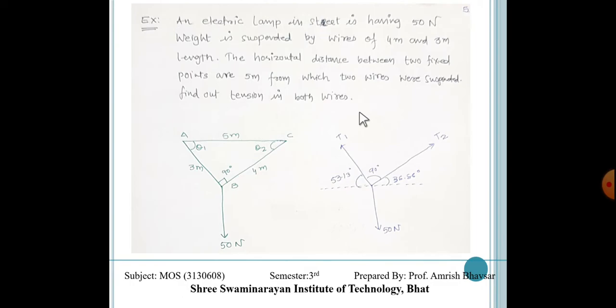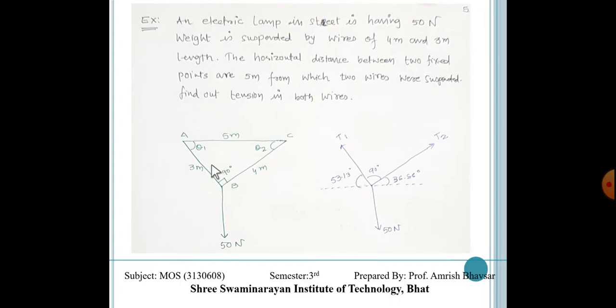Here we are going to find out the tension in these two wires. So simply, if this is 5, this is 3 and this is 4, what is the angle? As per Pythagoras, we can find that this angle is 90 degrees, right? So this makes a right angle triangle, and we can also calculate the three angles of this triangle.